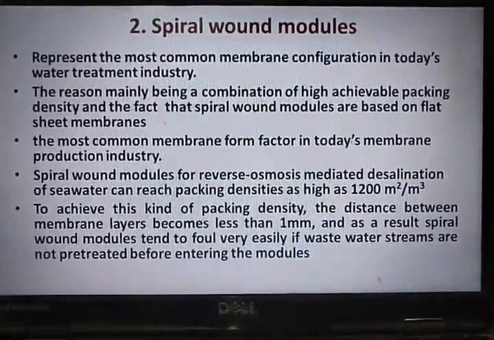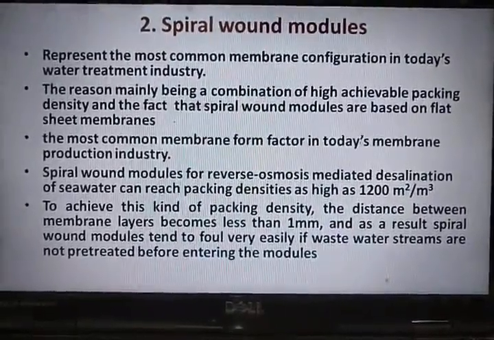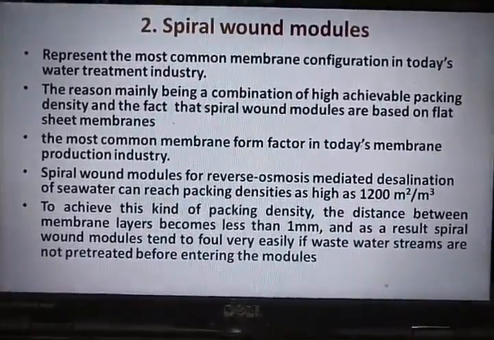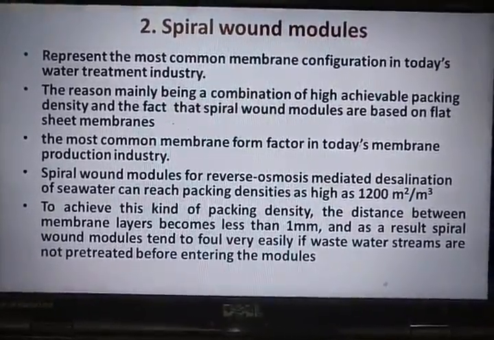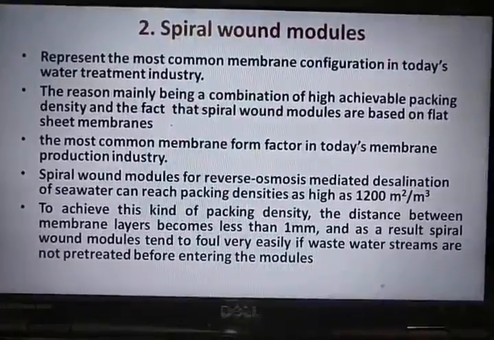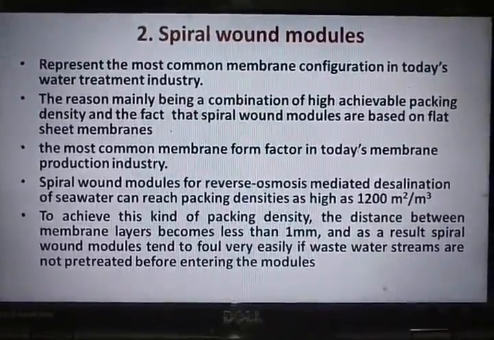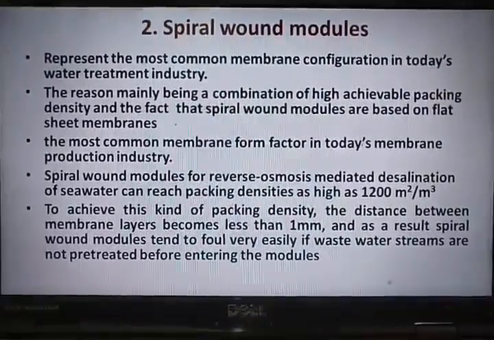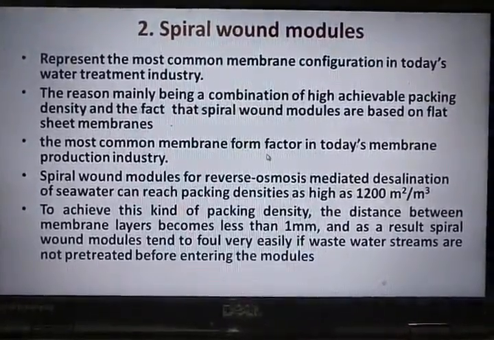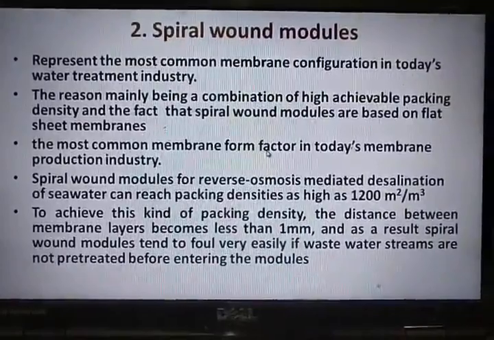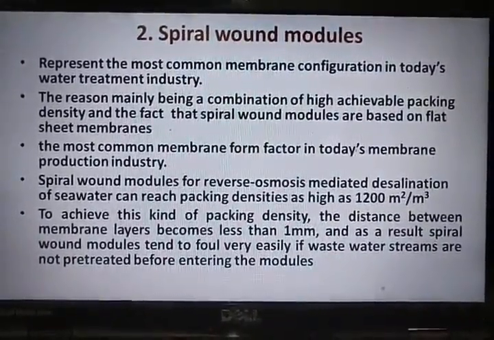Next we have the spiral wound modules. They represent the most common membrane configuration in today's water treatment industries. The reason is a combination of high achievable packing density and the fact that spiral wound modules are based on flat sheet membranes, like I was telling about the packing density. The most common membrane form factor in today's membrane production industry is the spiral wound module. You might have also seen these kinds of modules in AquaGuard filtration systems, wherein these are arranged in parallel on the backside panel.